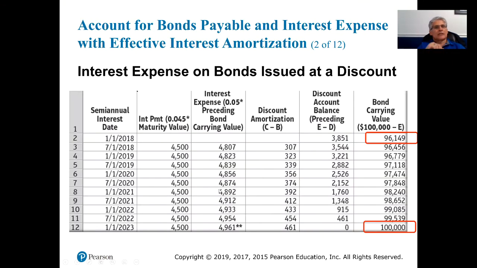Take a look at our accounting for bonds. You'll see this is the same information we had earlier. You'll see that our bond carrying value started at $96,149. That was the issuance. But when we finish making that last payment, the carrying value will be its par value, which was $100,000.